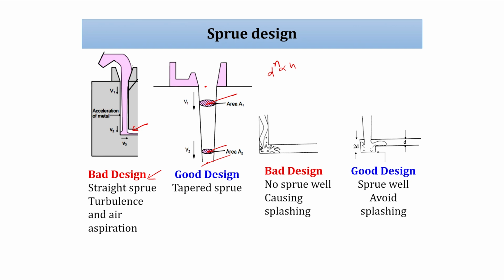Next, again if you have a 90-degree bend, let us assume your 90-degree bend is there. What happens is it is going to be a low pressure regime here and here, and that will again cause air aspiration. So, avoid that. You can make a sprue well first, which will reduce your turbulent nature, splashing and all, and then it will allow the cavity to fill properly. You can design like 2D and 1D. The depth of the sprue will be 2D, then runner thickness should be D. So, a good design which will avoid splashing.